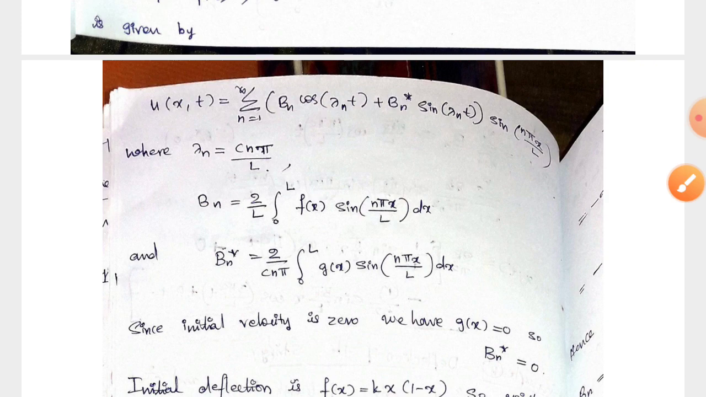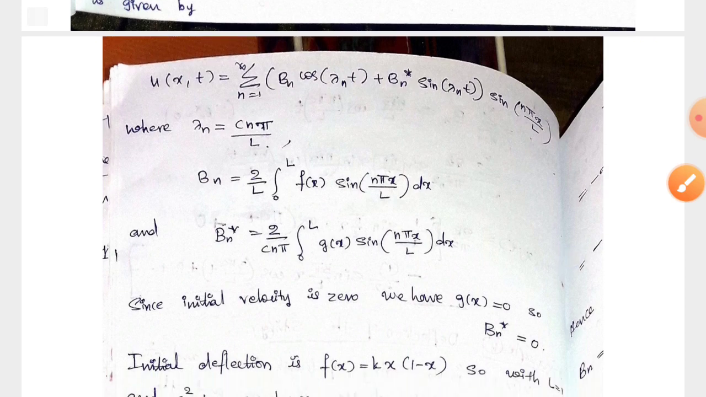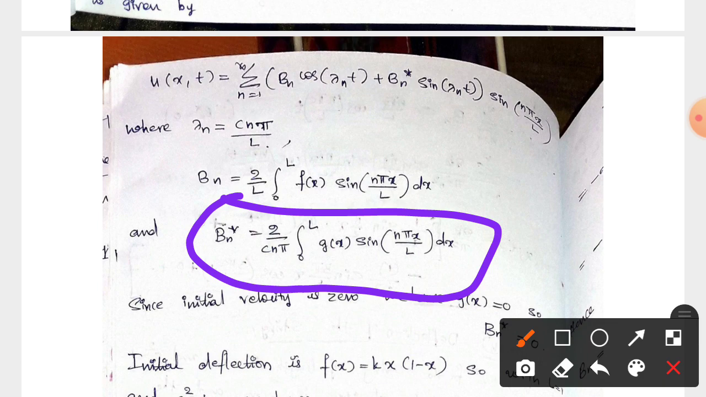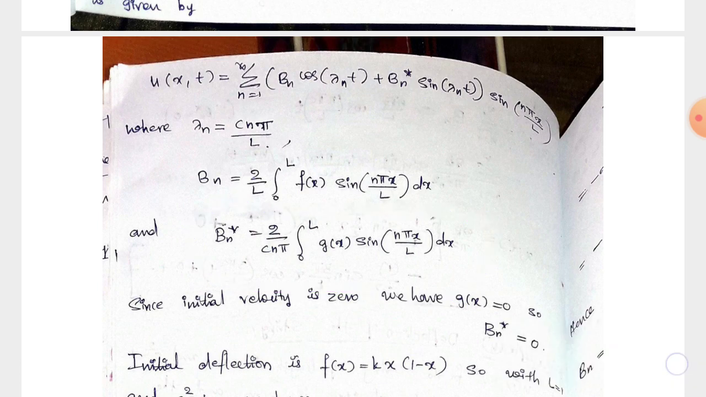So equation number 12 in the derivation. In it, what are the coefficients? Lambda n is cn(π/L), and bn is the coefficient 2/L integration 0 to L f(x) sin nπx/L, and also bn star is given by 2/cnπ integration 0 to L g(x) sin nπx/L dx.